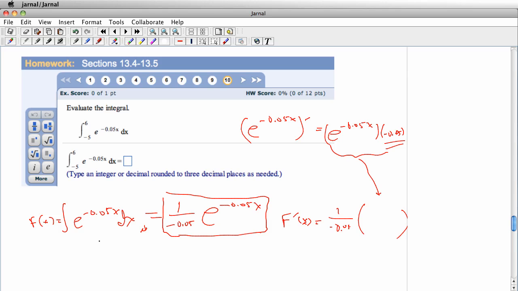In this problem, it's a definite integral, so I need to take my antiderivative and I need to figure out F of 6 and F of negative 5 and then subtract the two. In this case, it tells me that I can use something rounded to 3 decimal places, so that actually makes it easier. I can just plug 6 in for x into this thing in the box. Give yourself 4 decimal places for both of these, and then when you subtract them, it should be good to 3 decimal places.